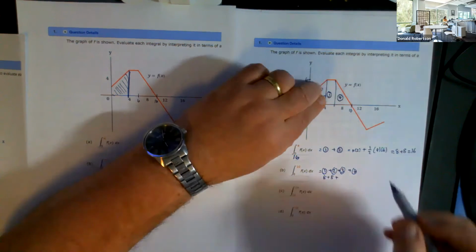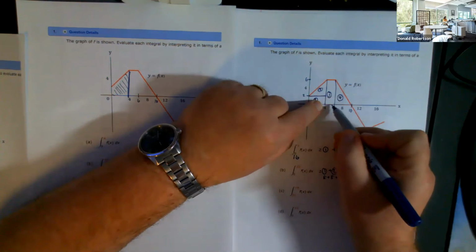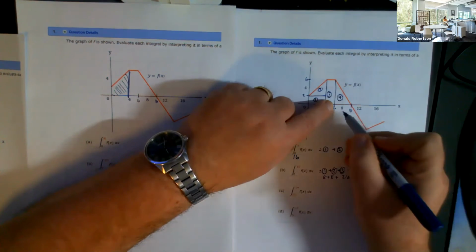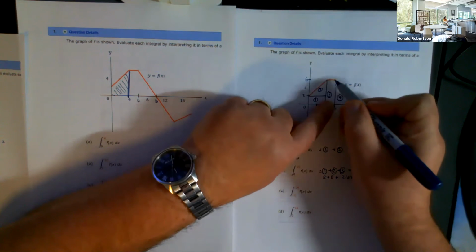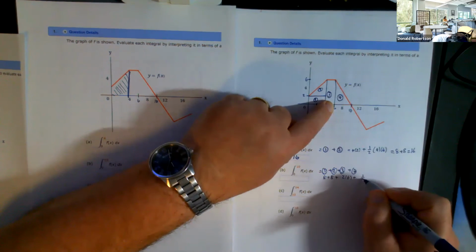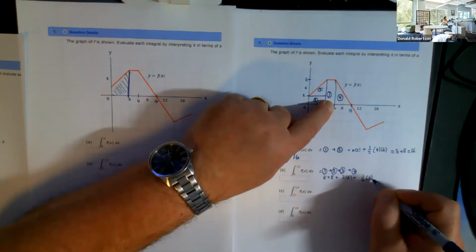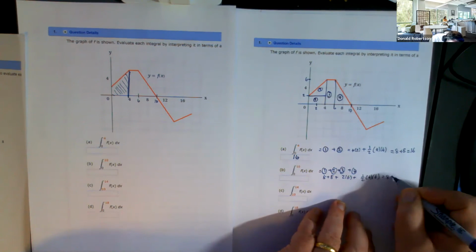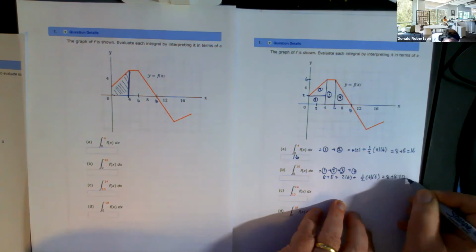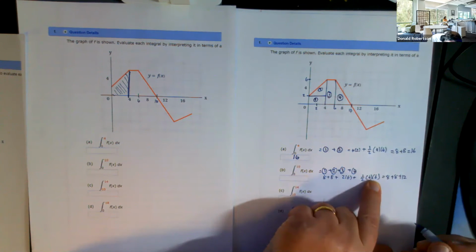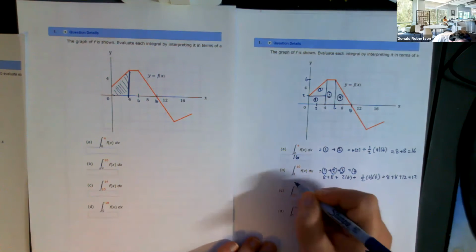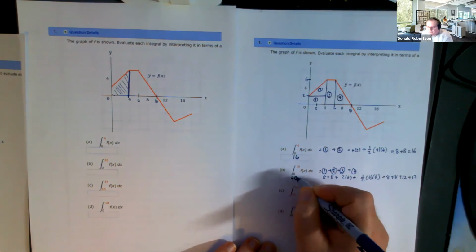So let's focus on 3. It's 2 times 6. It's a rectangle. And what about 4? It's 4 times 6, so it's a half of base times height. And that's 8, add 8, add 12. That's 12. So the final answer is 40.